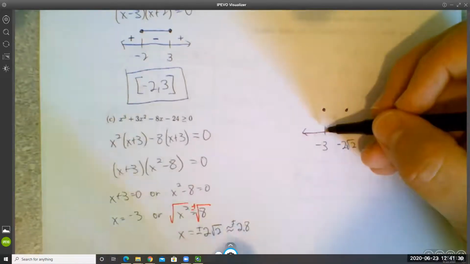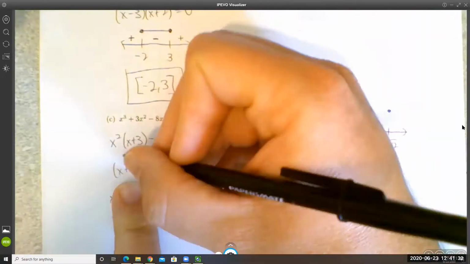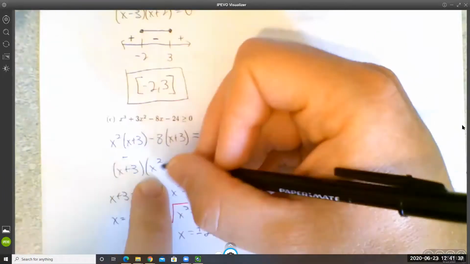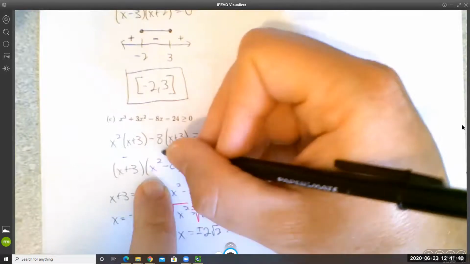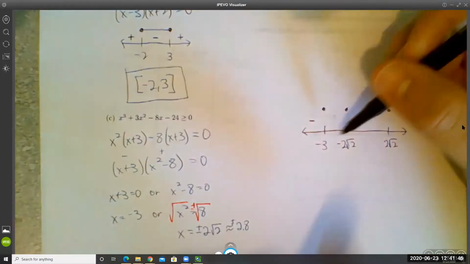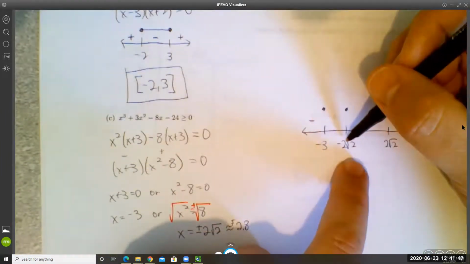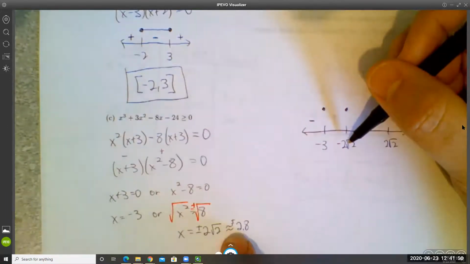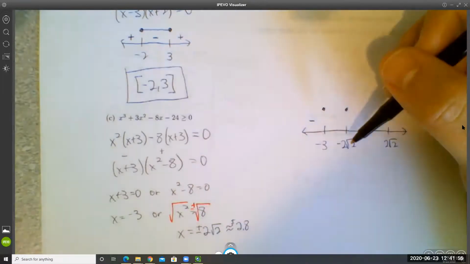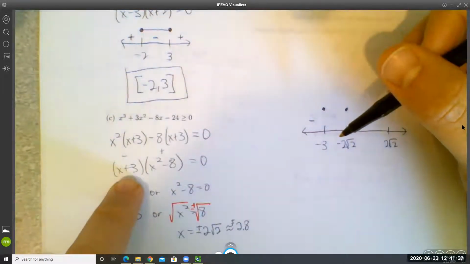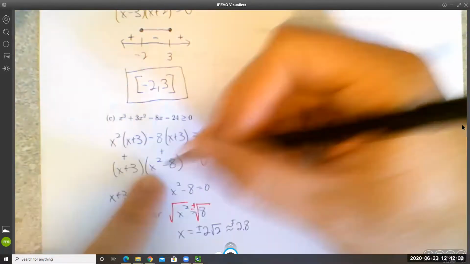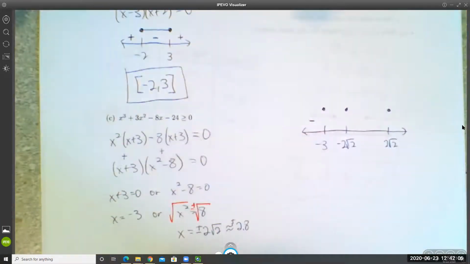If I plug in something less than -3, like -4, I'm going to get a negative here. -4 squared is 16, and 16 minus 8 is a positive 8. A negative times a positive is going to be negative. If I plug in something between -3 and -2 root 2, remember -2 root 2 is about -2.8. So something between -3 and -2.8 would be like -2.9. So if I plug in negative 2.9, negative 2.9 plus 3 is going to be positive. Negative 2.9 squared minus 8. Well, let's see.